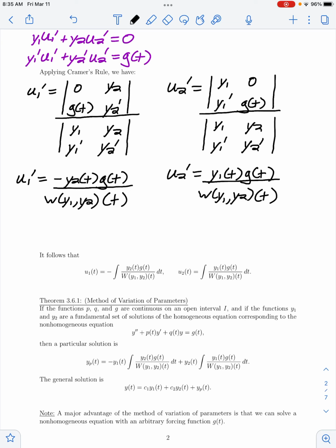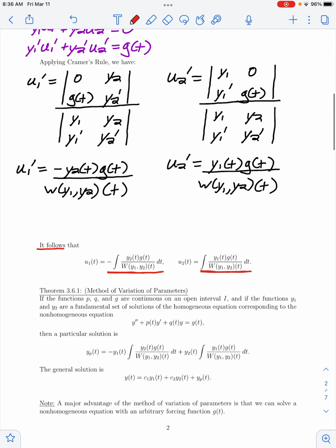So now that we have the derivatives of u1 and u2 as functions of t, we can solve for u1 and u2 by integrating. So it follows that u1 is the antiderivative of the expression that we just found for u1 prime, and u2 would be the antiderivative of the expression that we just found for u2 prime.